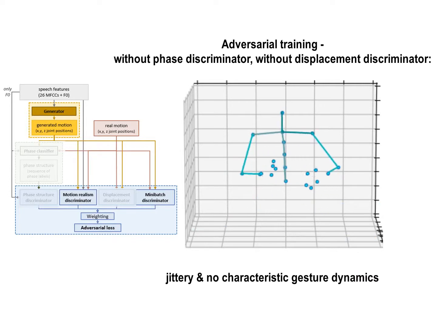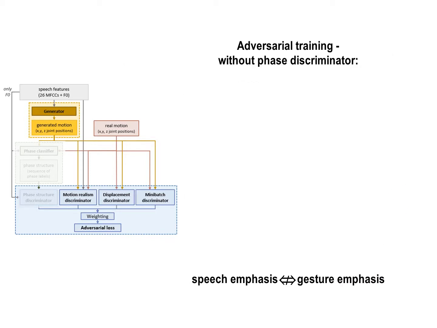When neither of these objectives is included in optimizing the generator, the output motion is jittery with little characteristic gesture dynamics. Adding the displacement discriminator but no phase structure objective makes for less jitter in the output, but the motion still lacks realistic dynamics such as gesture strokes during speech emphasis.